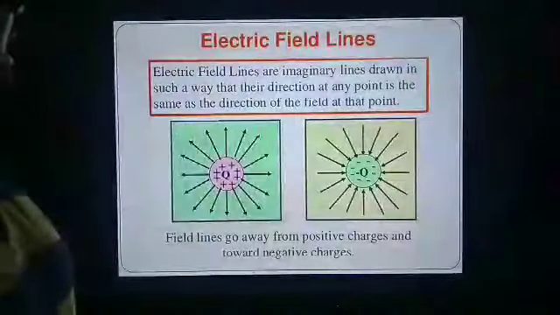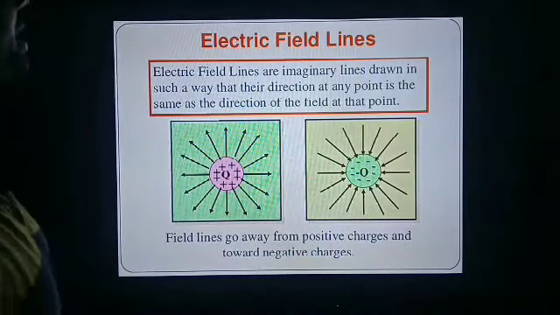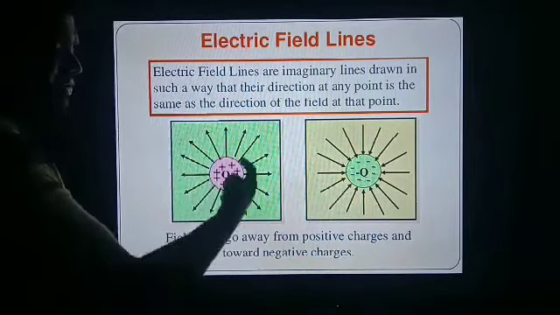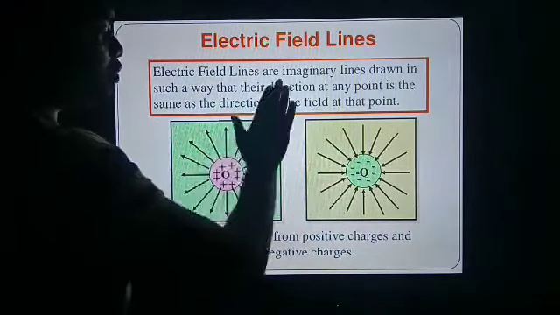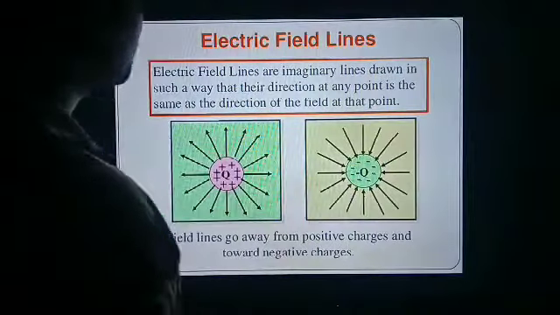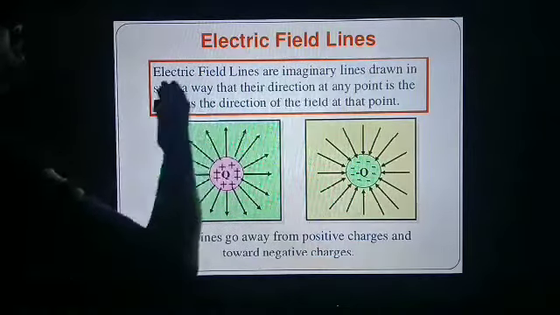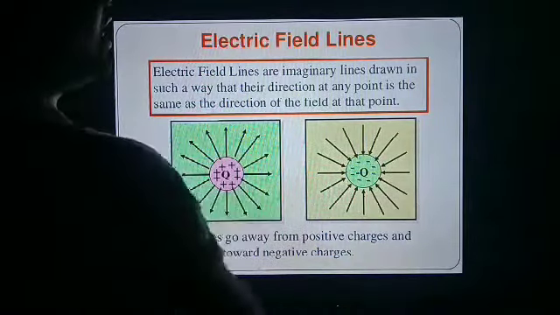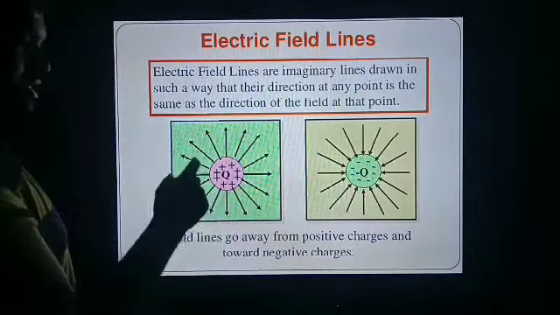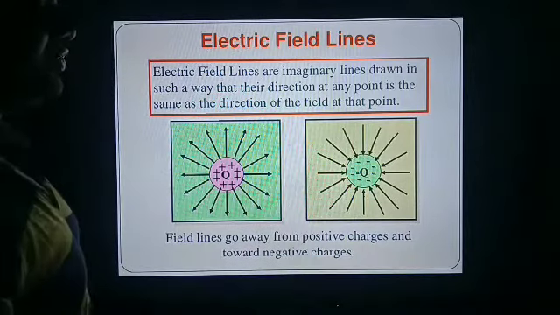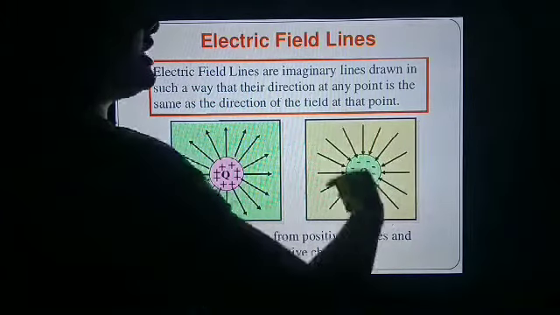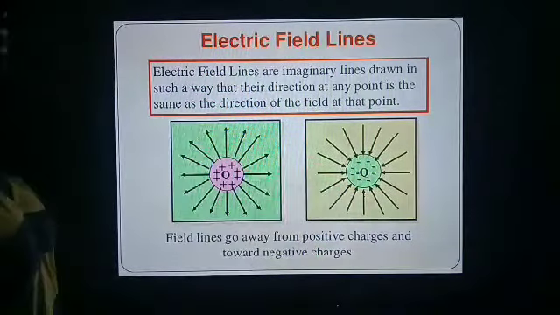Let's see the direction of electric field. Electric field lines first of all we have to discuss. Due to the positive charge, the electric field lines emerge outward, and due to negative charge, electric field lines come towards the charge. So electric field lines are imaginary lines drawn in such a way that their direction at any point is the same as the direction of field at that point. So you may write a question, draw the electric field lines due to a single isolated positive charge and single isolated negative charge. So these are the two diagrams for such question.